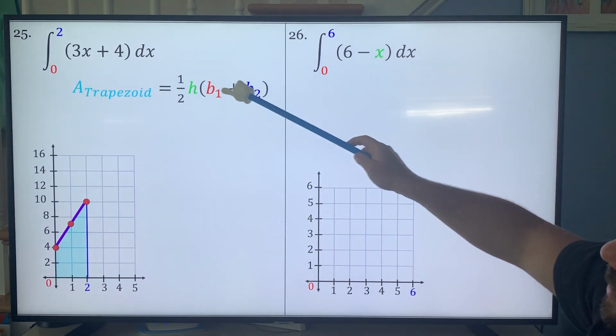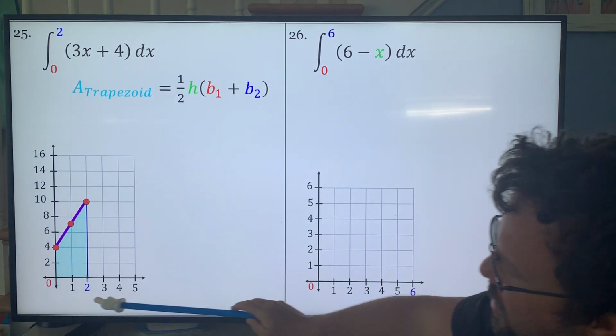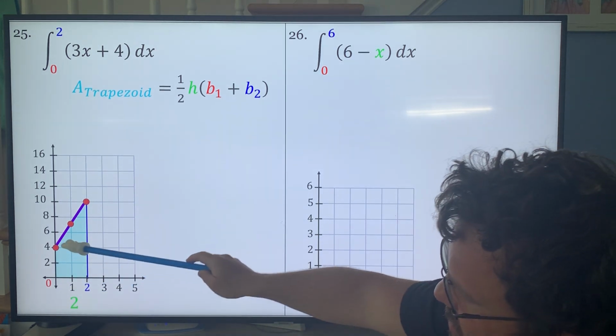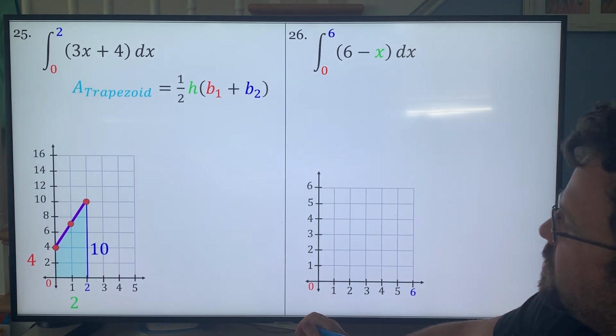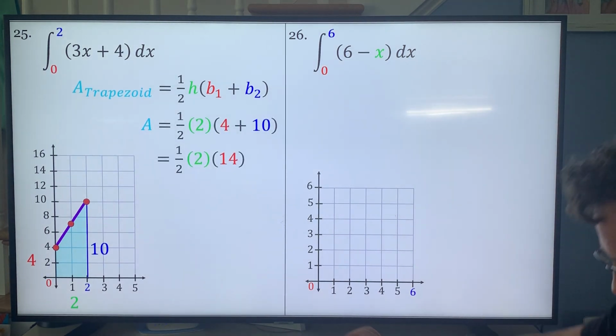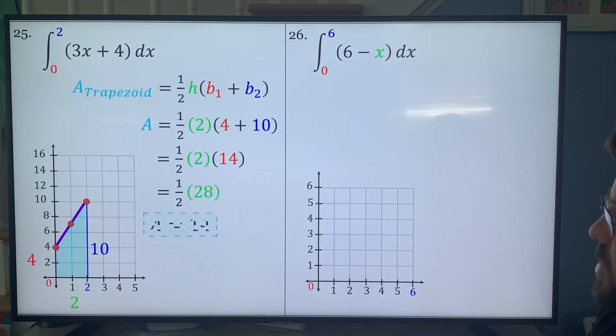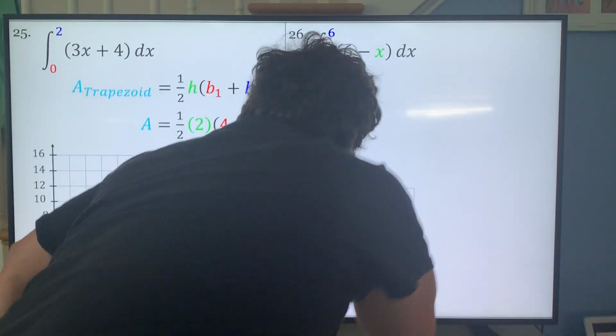Trapezoid, you said, was 1/2 of height times base 1 plus base 2. Height here is 2. The bases are 4 and 10. So half of 2 times 4 plus 10, which is half of 2 times 14. Half of 28, which is 14. All right.